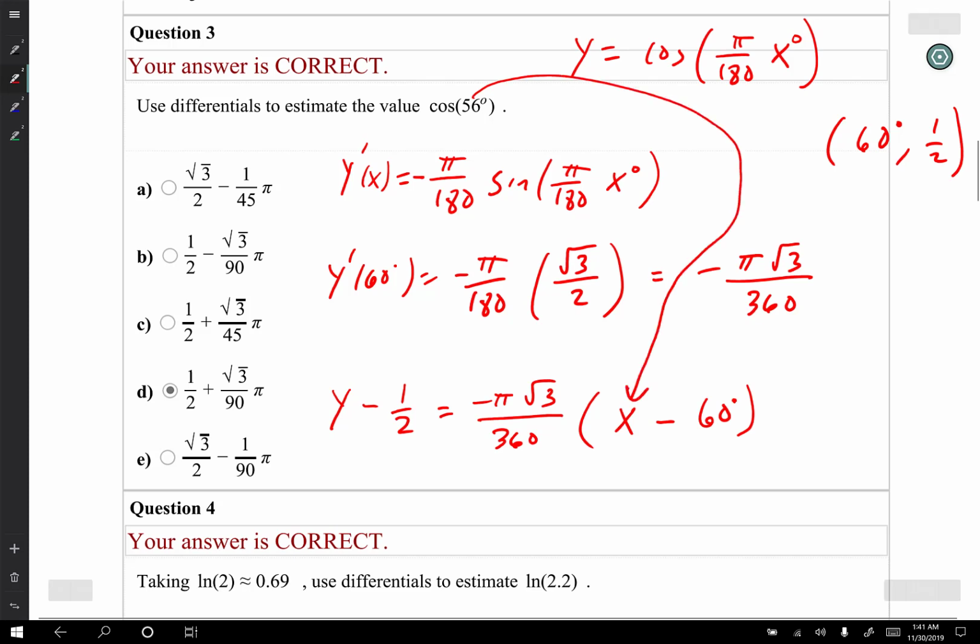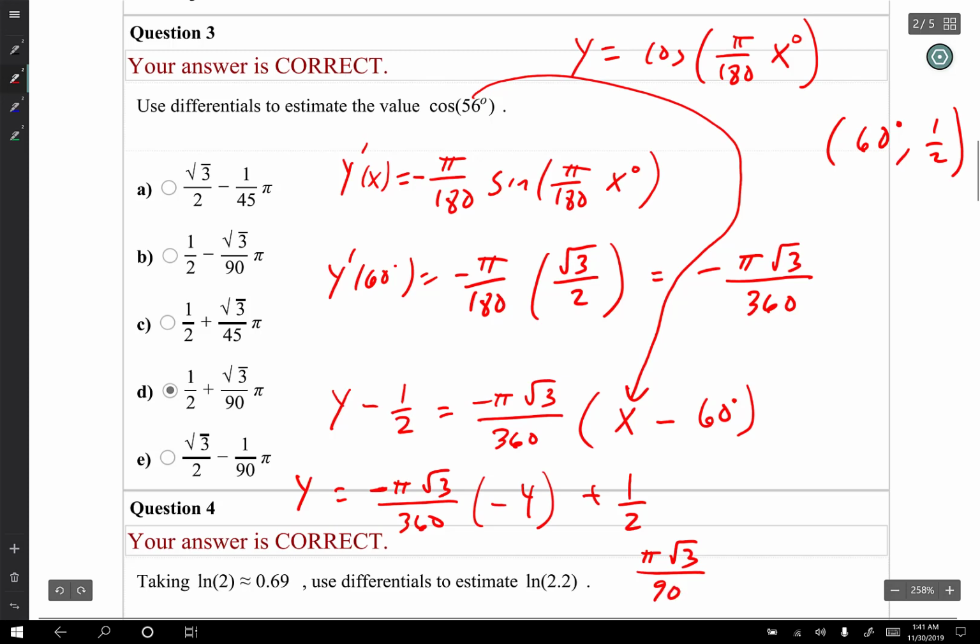When I plug in 56 minus 60, that's a negative 4. So I have y minus a half. Or you know what? I'm going to move the half already, guys. So I'm going to have y equals negative pi square root of 3 over 360, and really this y is my approximate y value, guys, times the negative 4, plus a half. All right. Well, negative 4 goes into 360 90 times, but there's a negative there. Negative times a negative is a positive. So let's see, I'm going to have pi square root of 3 over 90 plus a half. And I look for that.